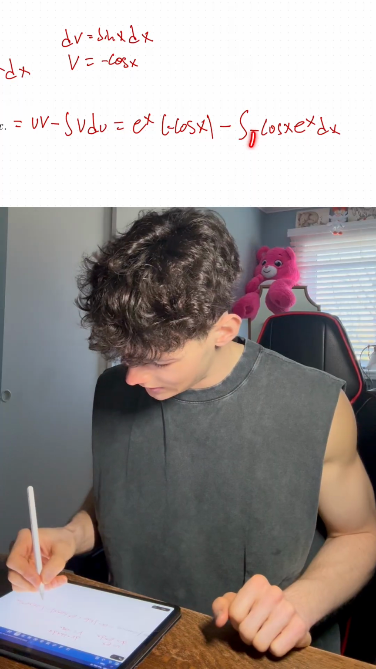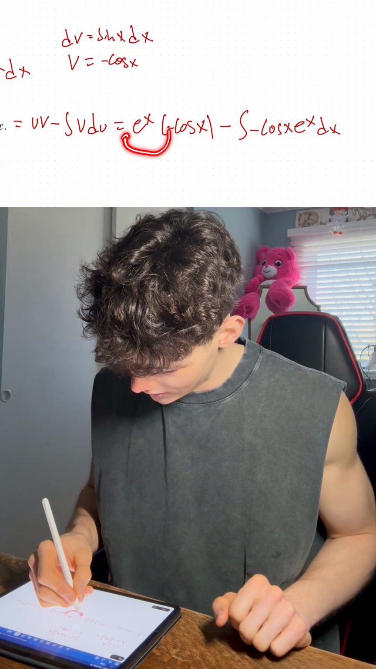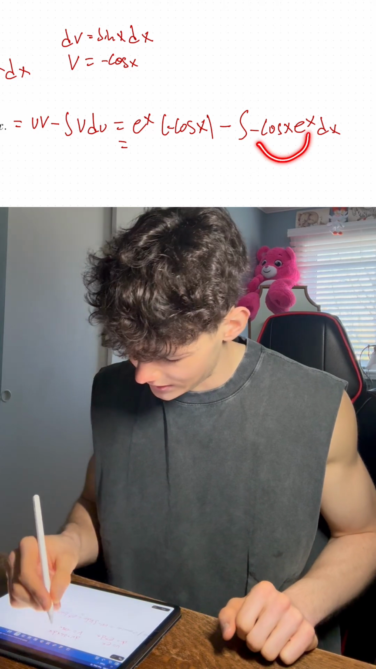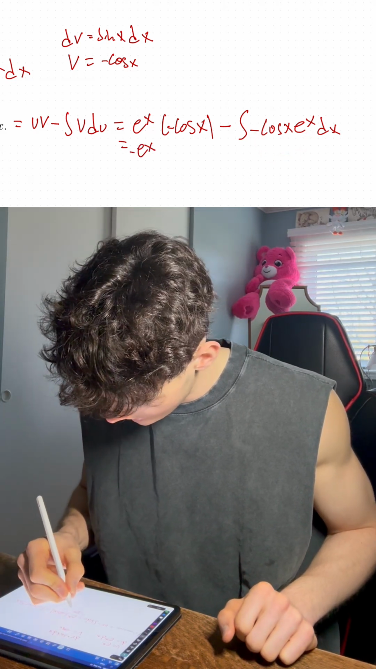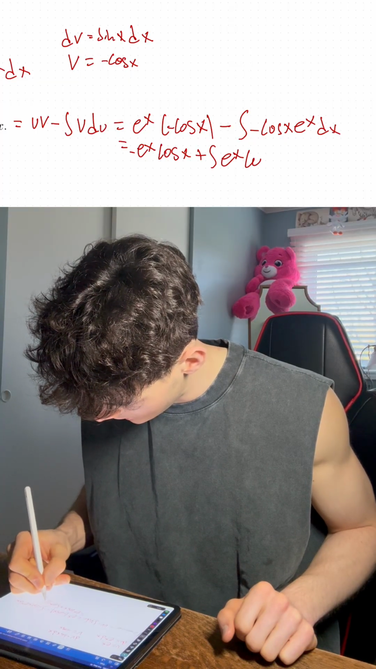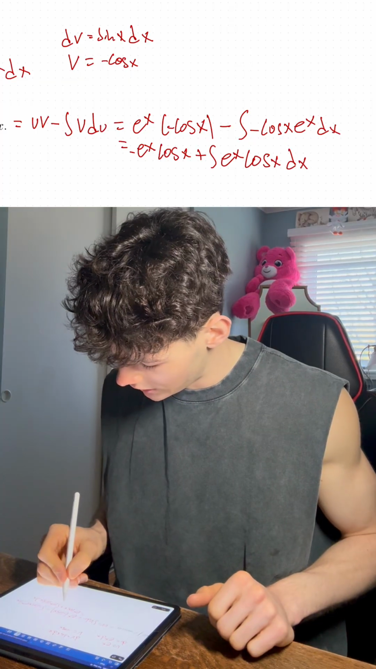Now we can take this negative out and we can also move this negative to the front. So I'll do that just to make it look better. We can also move our e to the x to the front. It's going to make it look nicer. So we have negative e to the x times cosine of x plus the integral of e to the x times cosine of x times dx. Now we have to compute the integral of this.